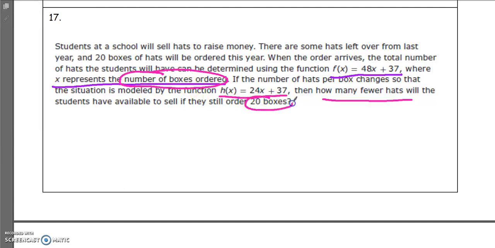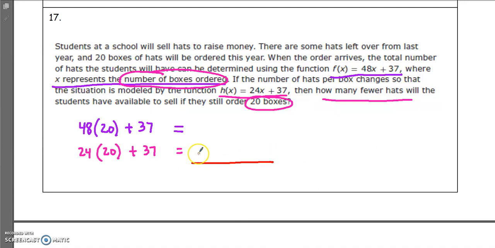They're ordering 20 boxes. So that means we can do, again, a couple of different ways. I think this is just the easiest way. I'm going to take the original problem of 48x, replacing my x with 20, and I have 37. I'm going to figure out what that answer is. Then I'm taking the new equation, which is 24x plus 37, replacing my x with that same 20, because that's how many boxes they're going to order, and see what that answer is. And then I can just subtract between the two answers to find out how many fewer hats they have. That's what we were trying to find, right?